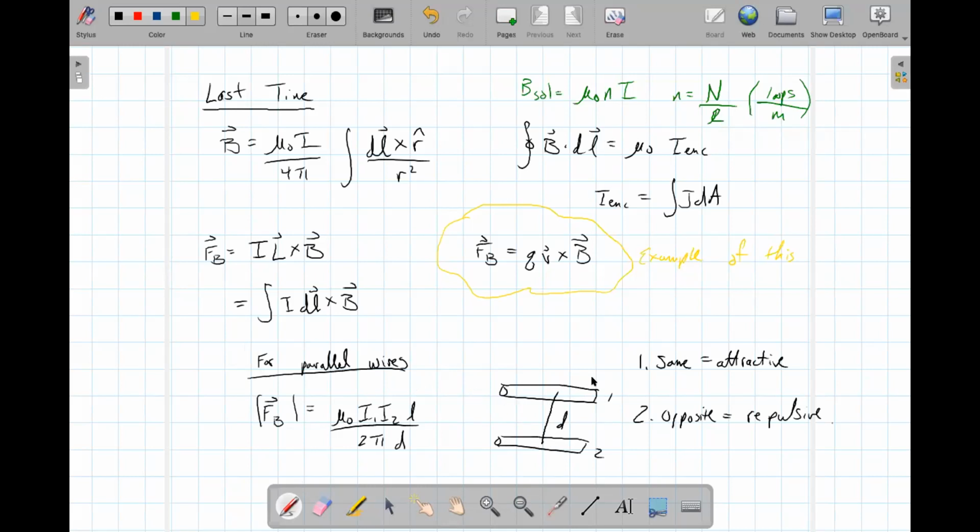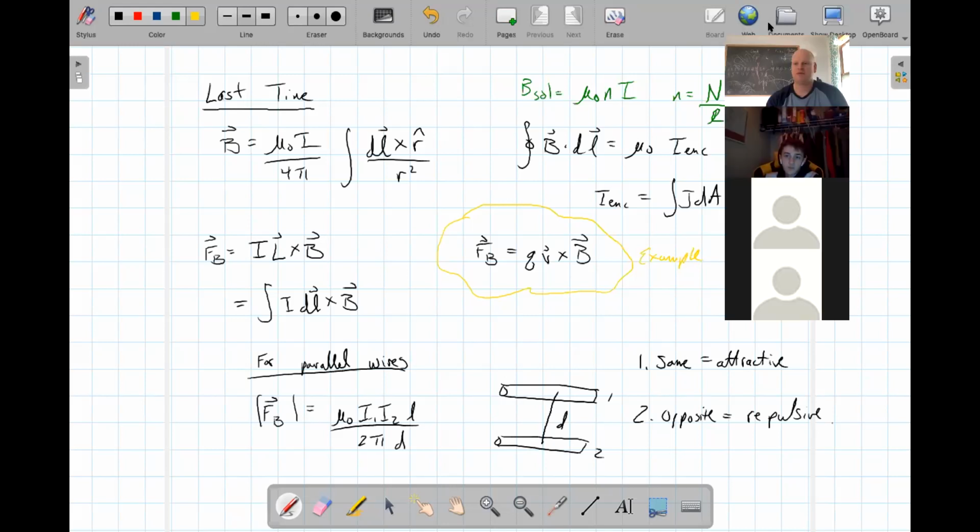Now, most of the time the problem will tell you it's a wire with a current, separated by some distance, so you're not going to be too worried about the center to center distance. It's just the distance between the two wires. Again, just to remind you, if the currents were in the same direction, that was an attractive force, but if the currents were in opposite directions, that was a repulsive force.